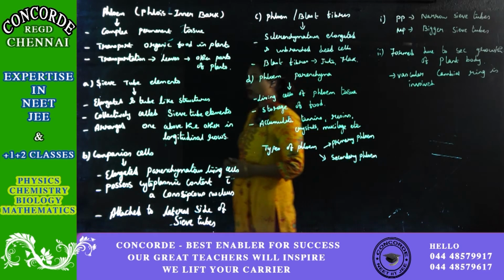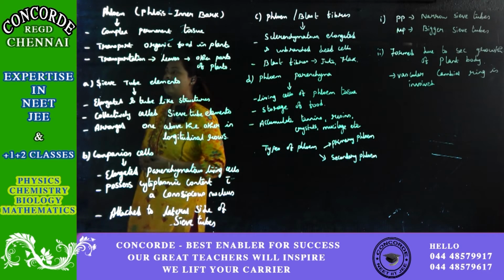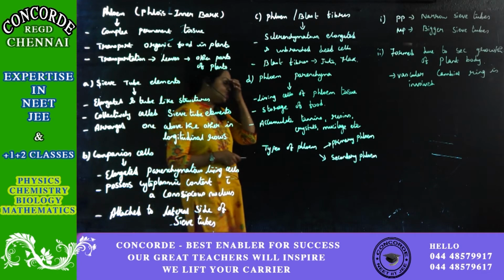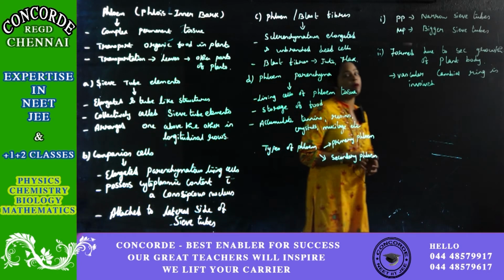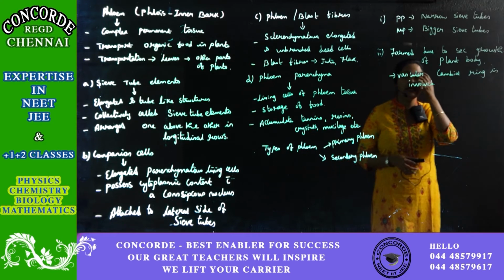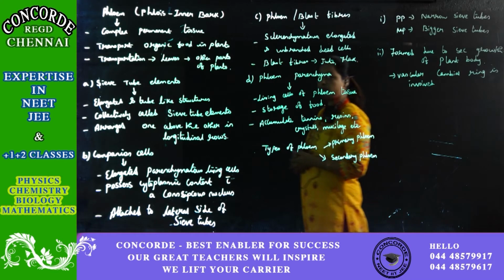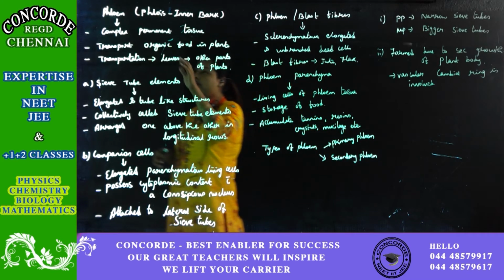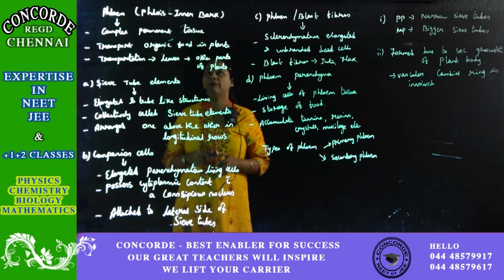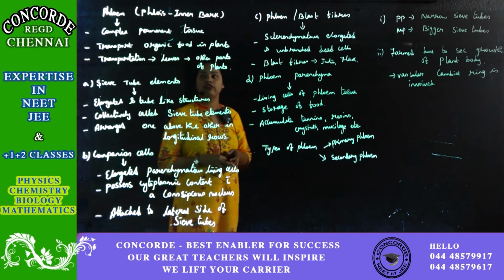Next, we move on to phloem. Phloem is associated with the inner bark of the trees. Larger trees will have a bark, and those barks are associated with the phloem. So, phloem is nothing but the inner bark of the trees.